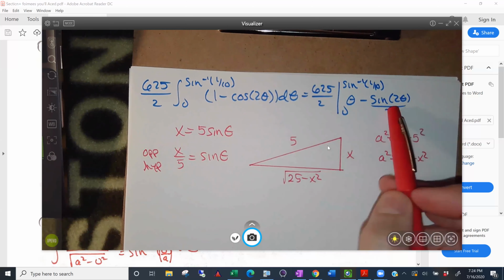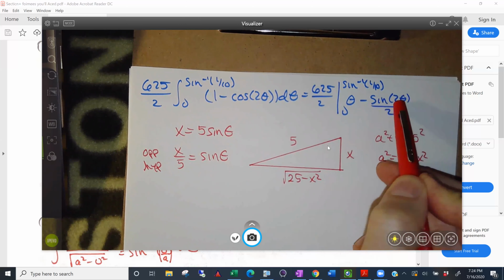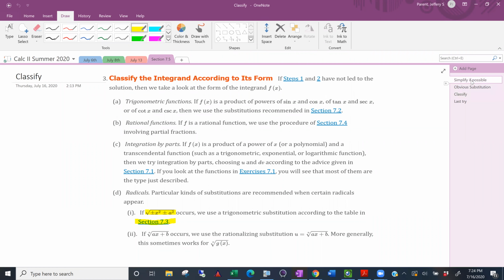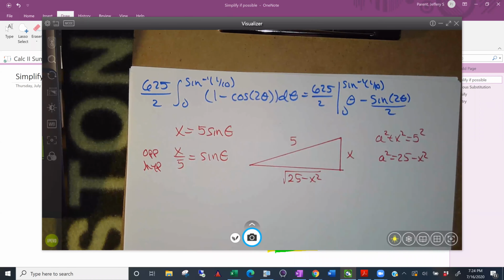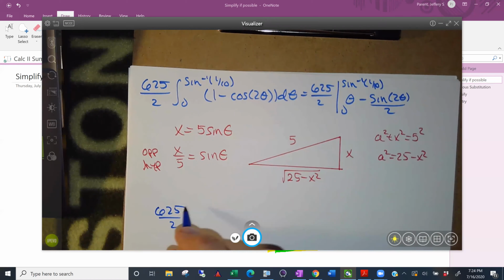Now earlier I mentioned the identity for sine of 2 theta. We're going to use that here. That turns into 2 sine of theta, cosine of theta, and the 2's are going to cancel. So one last peek at that. Let's go back up to right there. 2 sine of x, cosine of x is the same thing as this down here, sine of 2x. Now when I substitute this in, this 2 is going to cancel with my 2 in the denominator. So that 2 and the 2 from this double angle formula are going to cancel. That's going to leave me with 625 over 2 times the function from 0 to sine inverse of 1/10 of theta minus sine of theta times cosine of theta.